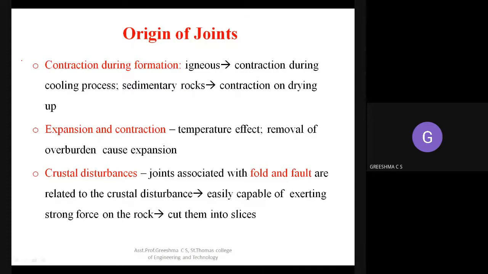For example, igneous rocks. In igneous rocks, the contraction occurs during the cooling process. How is igneous rock formed? The hot molten lava is pushed to the surface of the earth. With the passage of time, the magma cools down. While cooling, a contraction occurs inside the rock. Because of this contraction, the joints occur.